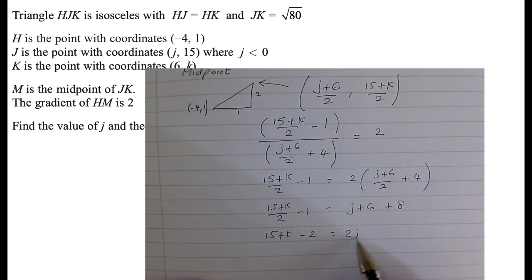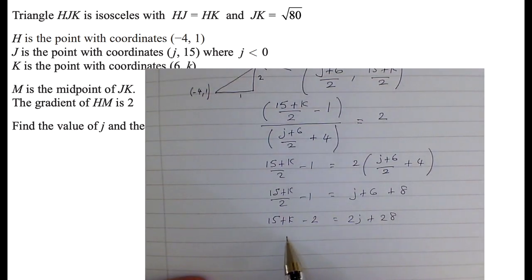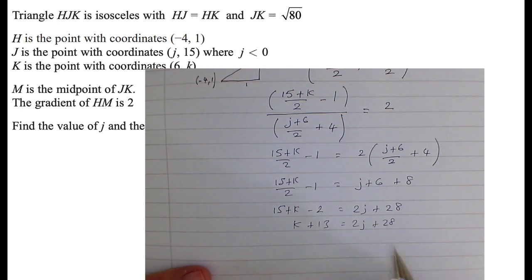So that's going to give me 2j, and 6 plus 8 is 14, double that, 28. And tidying up a little bit further, I can see that I've got k plus 13 equals 2j plus 28. And now if I take the 13 from both sides, I've got an equation for k. So that's my first fact. I'm going to mark it because I'm going to be referring back to that. I'll be using that later on.